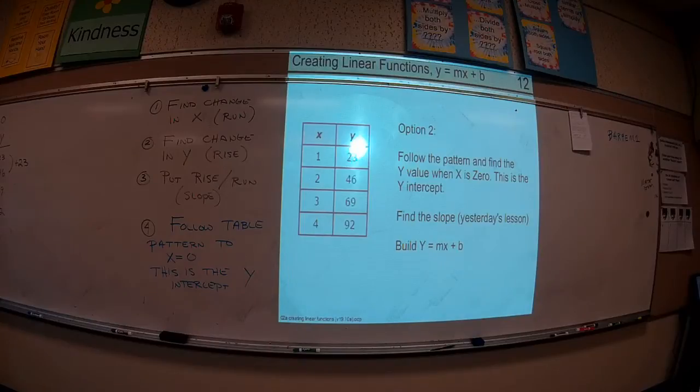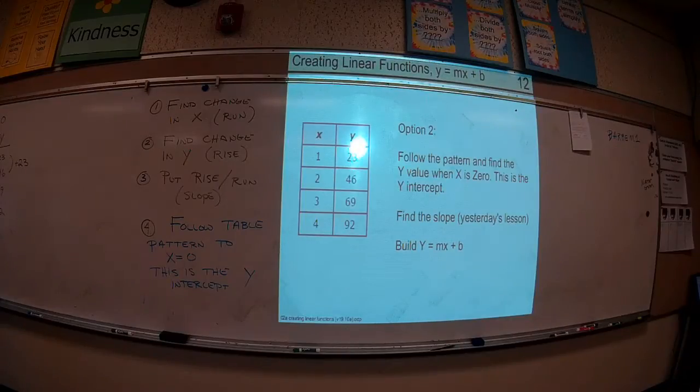Is this our intercept right here? Yes, this is the intercept. This is like the sign that says, here's the intercept. This is just the indicator. We're done, right? No.